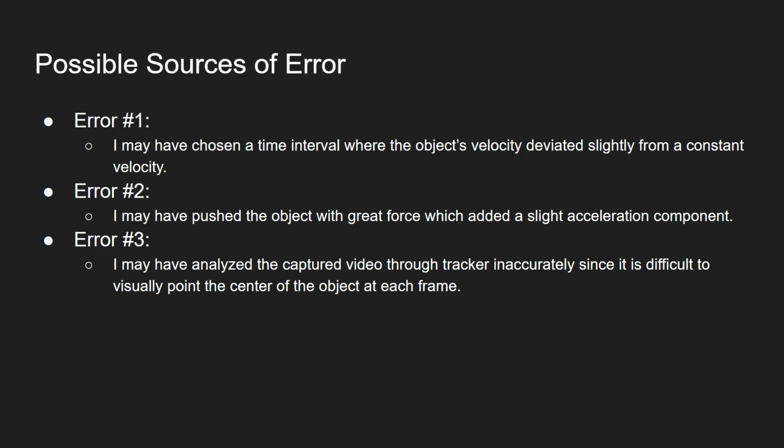I recognize that there may have been some possible sources of error as I completed this lab. The first error may have been choosing a time interval where the object's velocity deviated slightly from a constant velocity. Thus, the velocity calculated using experimental data that is used to calculate the model's data in the GlowScript may have been off. The second error may have occurred if I pushed the object with great force, which added a slight acceleration component. Thus, the calculations for velocity based on experimental data may have been off. The last error may have occurred if I had analyzed the captured video through Tracker inaccurately, since it's difficult to visually point the center of the object at each frame, creating an inaccurate dataset.